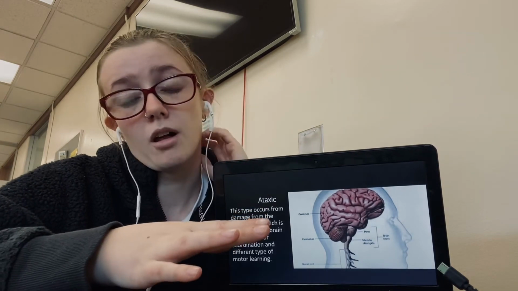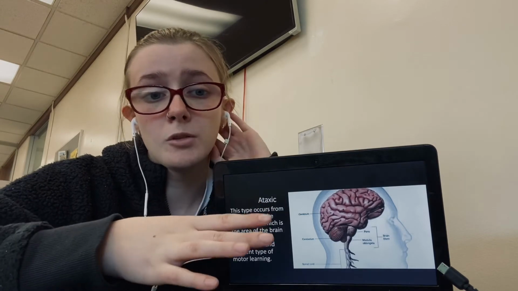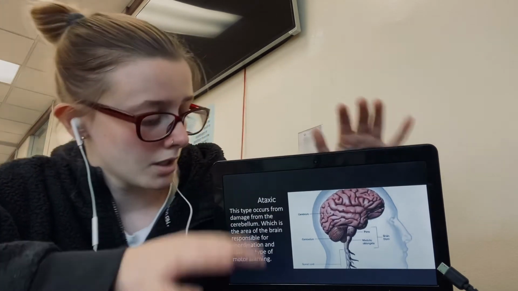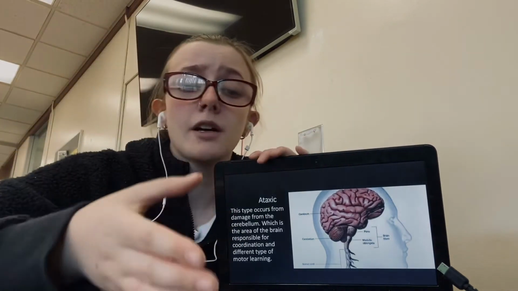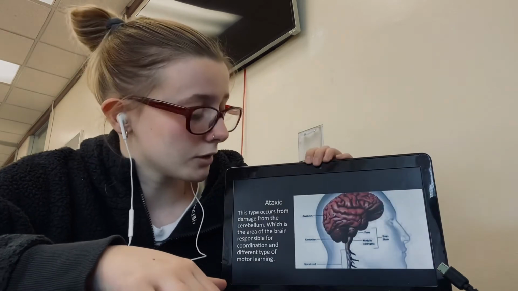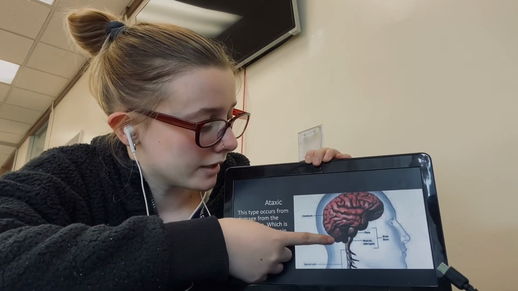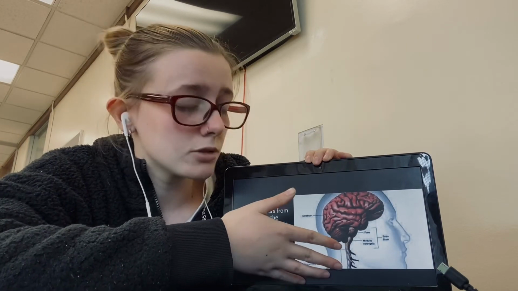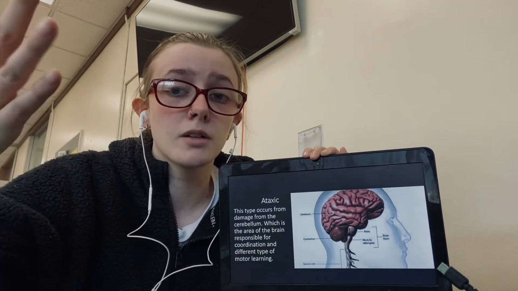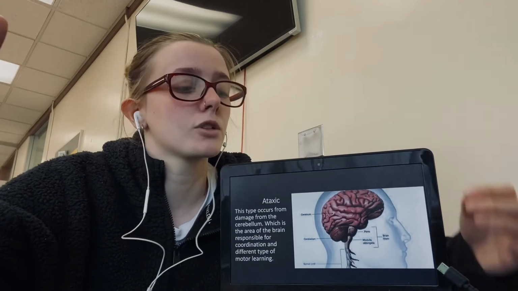The second type of CP we're going to be discussing is ataxic CP. Ataxia means the loss of full control of the body movements, and this occurs from damage to the cerebellum. The cerebellum is responsible for coordination in different types of motor function. If you look on this chart, the cerebellum is located at the bottom of the brain, close to the spinal cord, so you can see why most of the movements within the cerebellum control the leg and arm function.